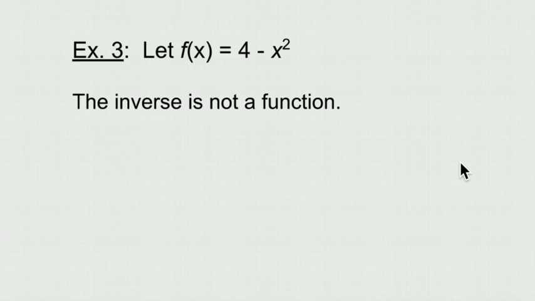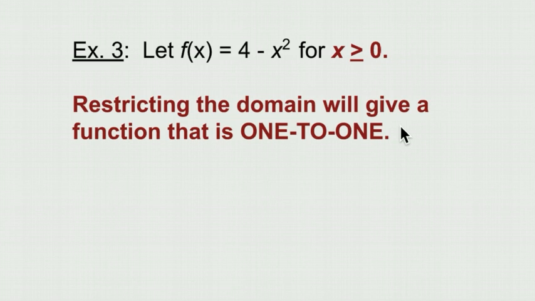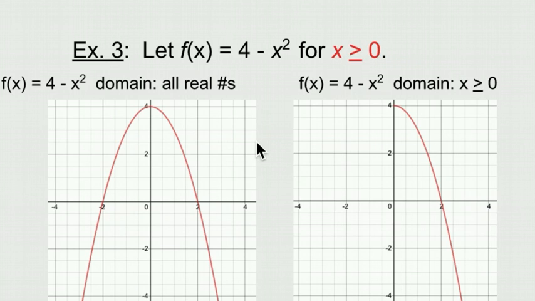We're going to use the same equation that we used in example 2 for example 3. So it's a parabola. However, we knew the inverse was not a function because this was not a one-to-one function. However, if we restrict the domain to values of x greater than or equal to 0, then we'll have a function that's one-to-one. We'll take a look at the graphs to verify that.